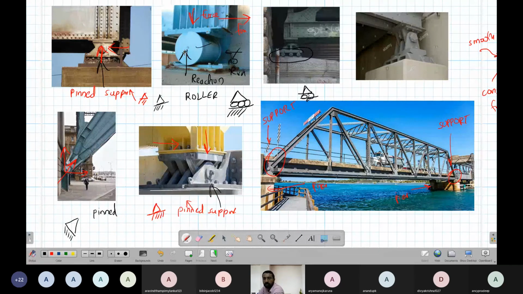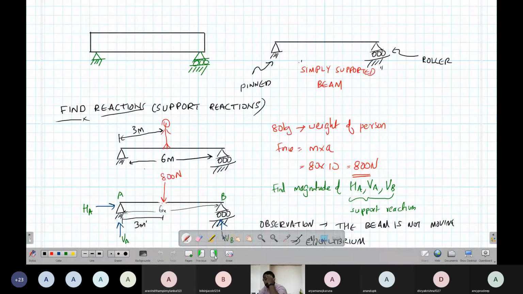A roller is capable of giving only one reaction. We have also seen some practical examples of how they are built. One particular case is an inclined pin support, where some angle is given. That is also possible. These are the kinds of things we have seen. Then we started with a simple problem.